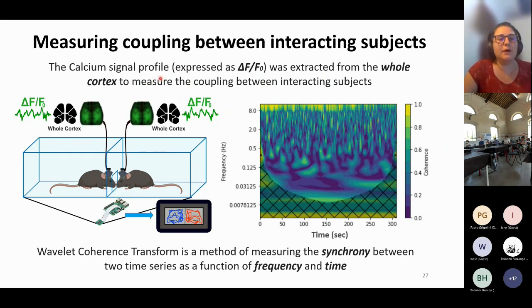Thanks to the miniscope, we are able to record the calcium signal profile expressed as delta F over F from both hemispheres, and we used it to measure the coupling between the interacting dyad. To study a possible coupling of these 2 signals, we used the wavelet coherence transform, which allows us to measure the synchrony or the level of coherence between 2 time series as a function of frequency and time.